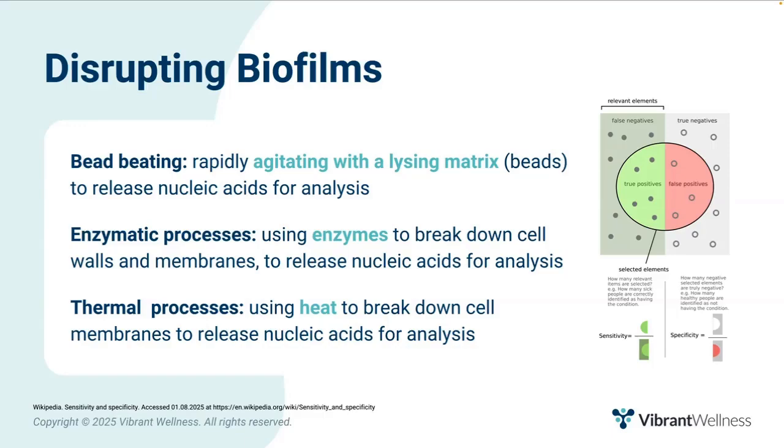Additionally, Vibrant uses bead beating, enzymatic and thermal processes to remove biofilms, releasing nucleic acids for analysis. Bead beating is a highly effective cell lysis method that disrupts virtually any biological sample by rapidly agitating it with a lysing matrix in a bead beater. Enzymatic and thermal processes use enzymes and heat to break down cell walls and membranes, releasing nucleic acids for analysis. These additional steps increase sensitivity by reducing false negatives.